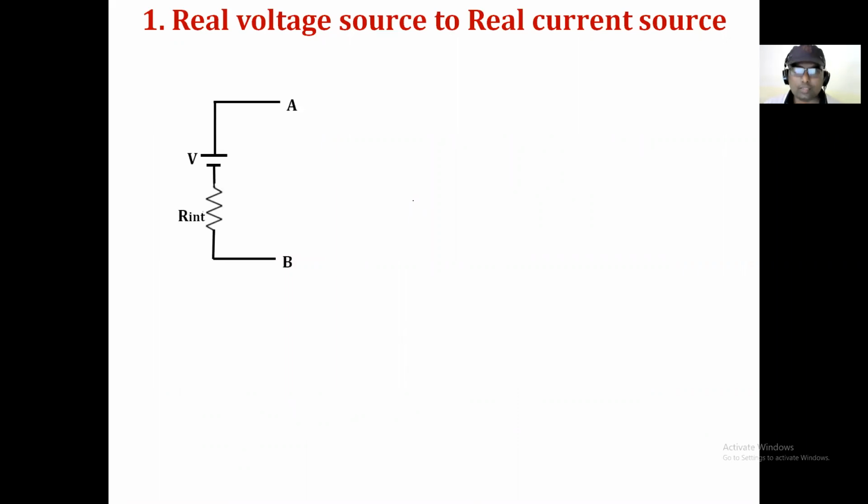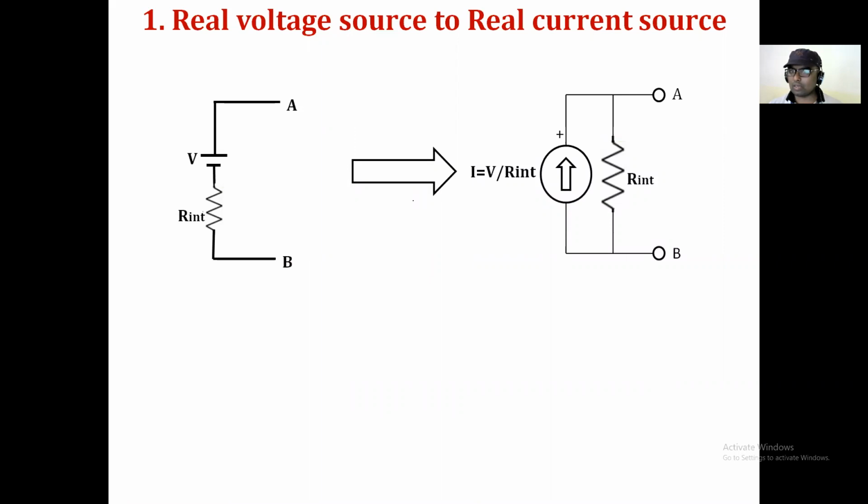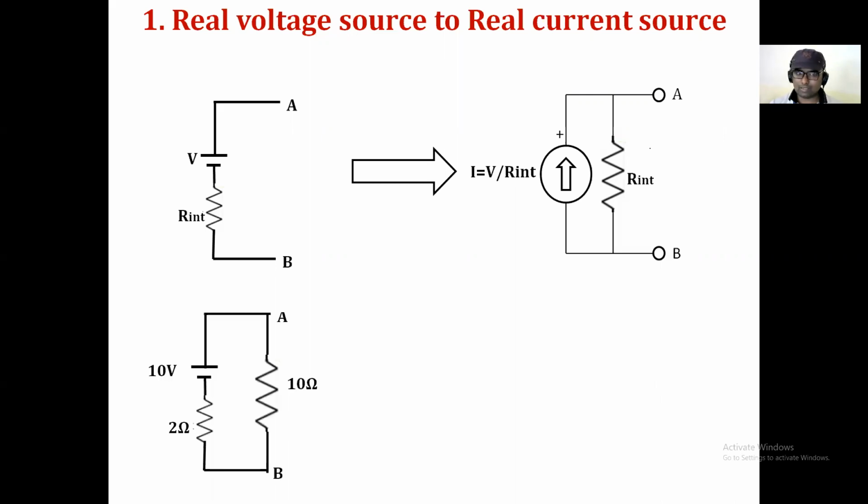So this is a real voltage source having a voltage of V volt, and an internal resistance connected in series with it, and the terminals A and B. We have to convert it into a real current source. A real current source means one current source along with one internal resistance connected in parallel is required. To calculate the value of I, we use the formula I is equal to V divided by internal resistance. And that internal resistance for the current source is the same as for the voltage source.